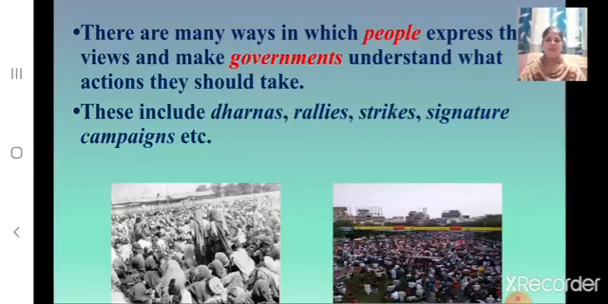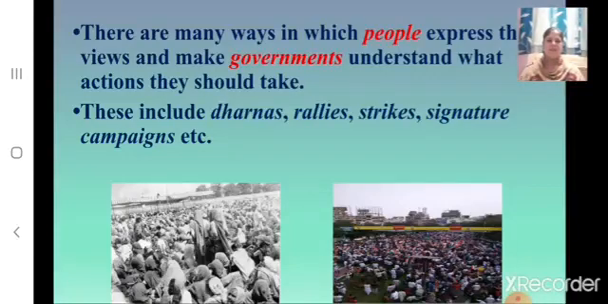So for this, what do these people do? These include dharnas, rallies, strikes, signature campaigns, etc. That means the people can express their views and their disapproval of unfair and unjust decisions, and make the government understand what actions it should take, and they can express these by dharnas, rallies, strikes, signature campaigns, etc.